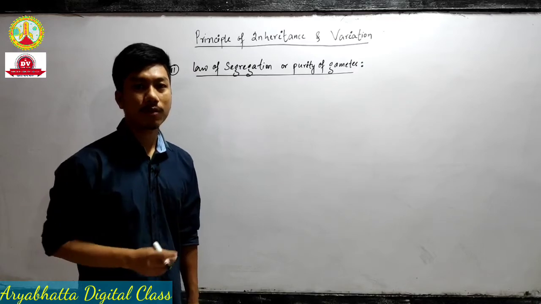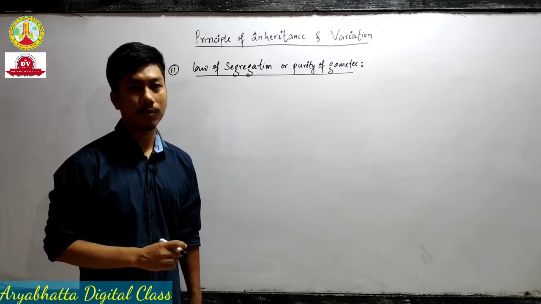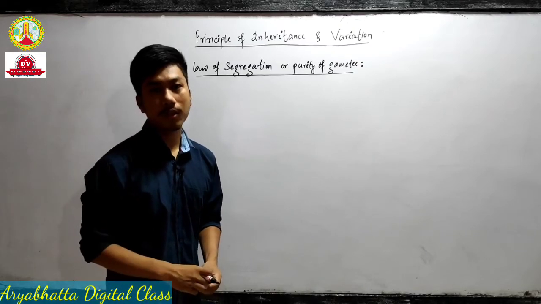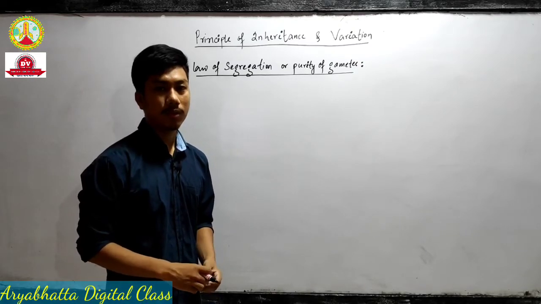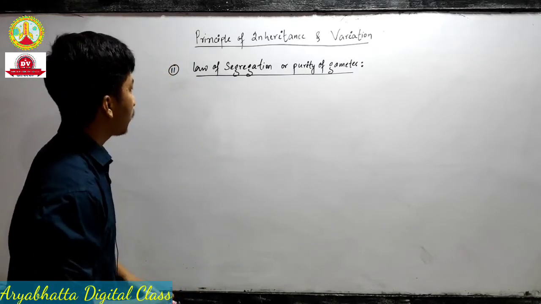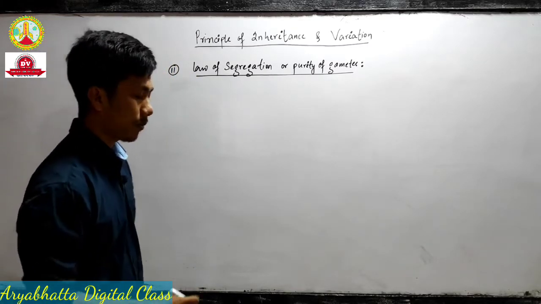So remember which law is universally applicable and which law is not universally applicable. The first law, that is the law of dominance, is not universally applicable. We will see where it is not applicable. There is an exception. So what does this law say, the law of segregation or purity of gametes?